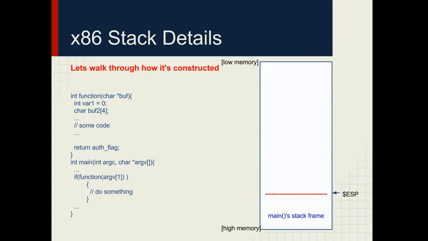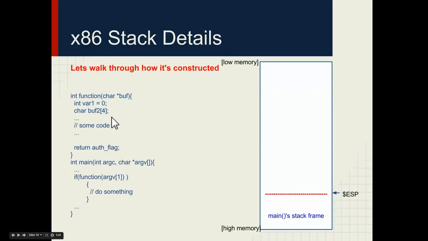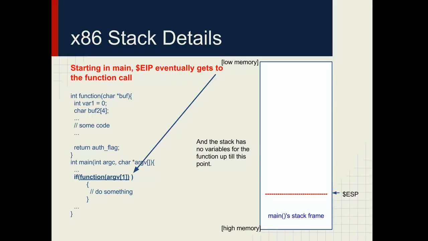So let's start from the very beginning. We have this main function, and we're going to walk through how this is constructed and how we got to this point where EIP gets to the return of the flag in this other function. So at the main function here, we're going to have the main stack frame, and the stack pointer is going to be pointing at the top of the stack frame, the top meaning the lowermost memory. And eventually the processor is going to get to this line of code, or the code supporting this, to call the function and provide an argument.